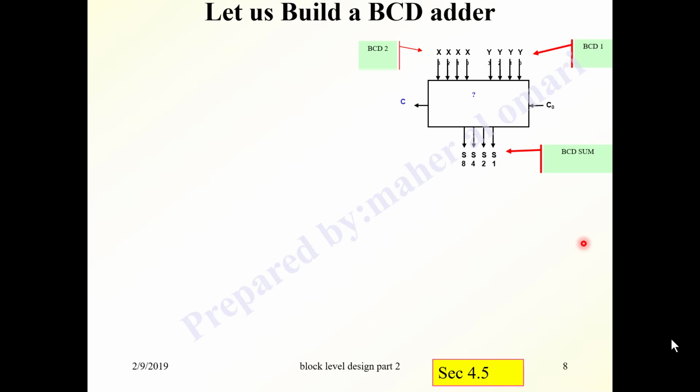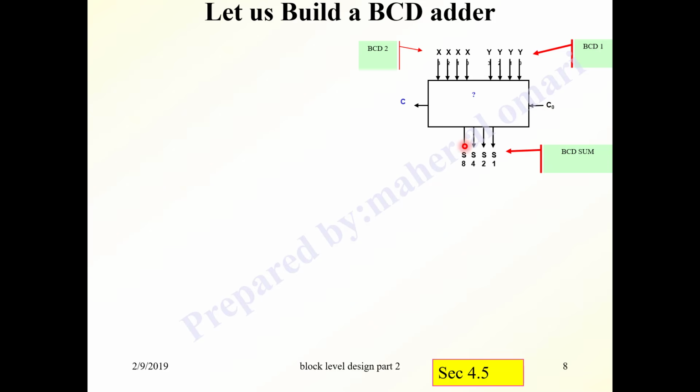Okay, let's build a BCD adder. What's a BCD adder? A BCD adder is a device that adds two BCD numbers together along with a carry input to give me a sum of a BCD number here. So what we have here at the first input is a BCD number that ranges from 0 to 9, and another BCD number at the second input that ranges from 0 to 9. Now a carry that ranges from 0 to 1.